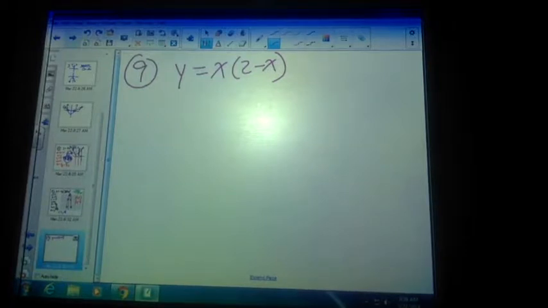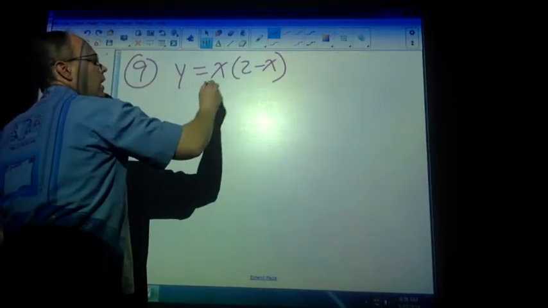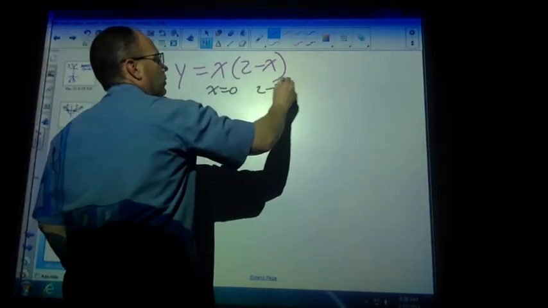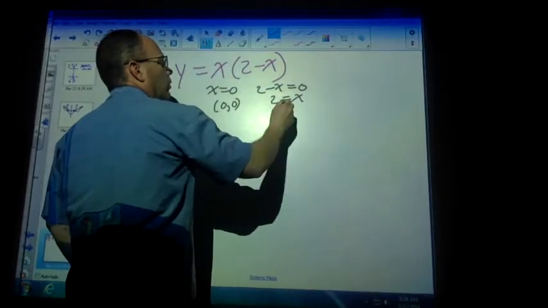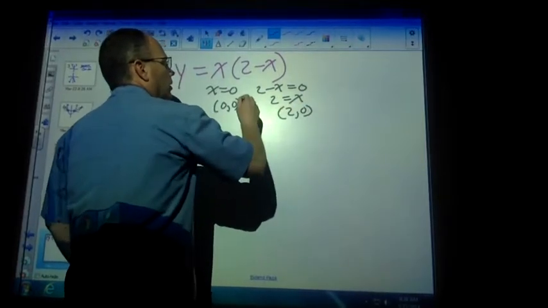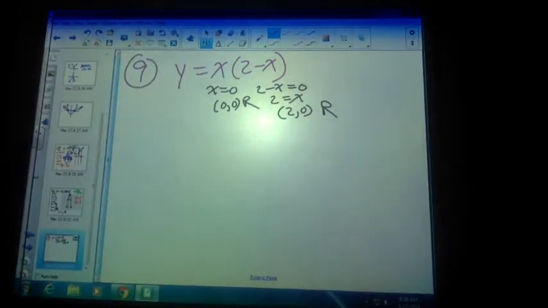How did I just do that? Because you have 2 x's. Yeah, is this factored form? So I can go x equals 0 and 2 minus x equals 0. So that's x equals 2. So that gives me 0, 0, root, 2, 0, root. I have root and root. That's nice when that happens, yes?